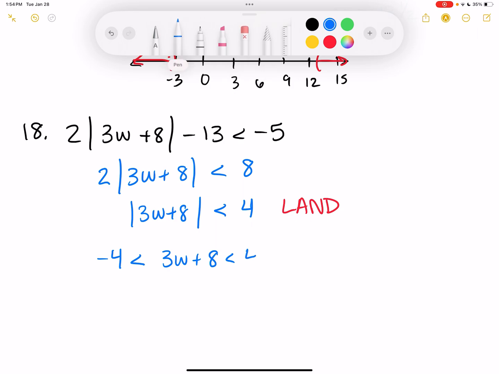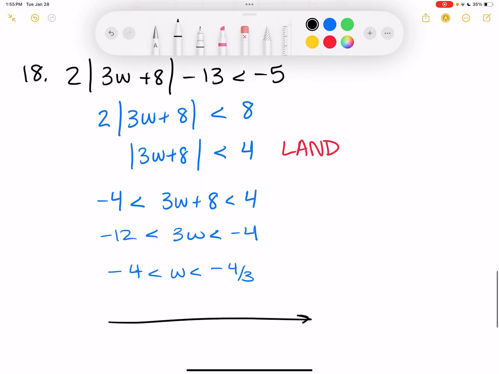All right, so subtract 8. I've got -12 less than 3w less than -4. Divide by 3, -4 less than w less than -4 over 3. So this one's going to be graphed between. So I've got parentheses at -4 and at -1 1/3 and graphed inward.